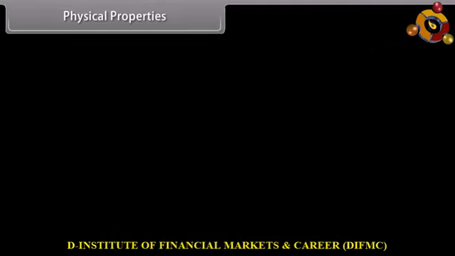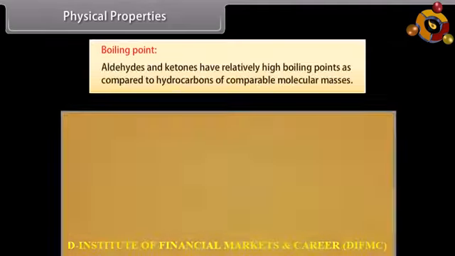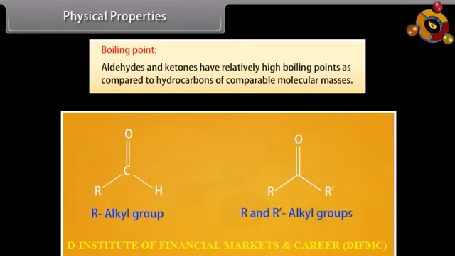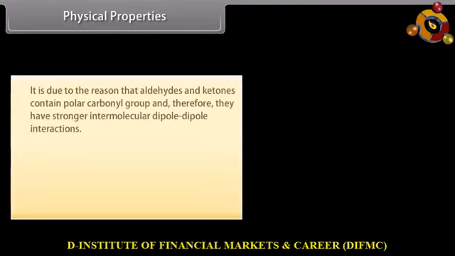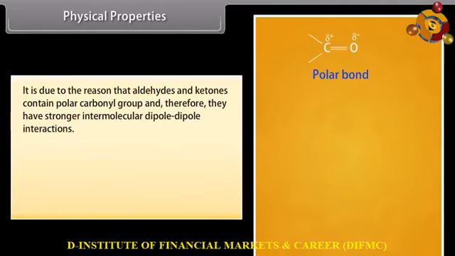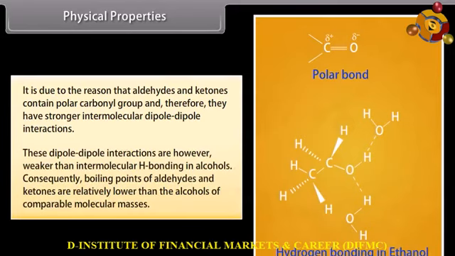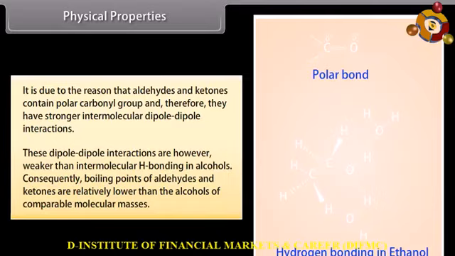Physical properties. Boiling point. Aldehydes and ketones have relatively high boiling points as compared to hydrocarbons of comparable molecular masses. It is due to the reason that aldehydes and ketones contain a polar carbonyl group and therefore they have stronger intermolecular dipole-dipole interactions. These dipole-dipole interactions are, however, weaker than intermolecular hydrogen bonding in alcohols. Consequently, boiling points of aldehydes and ketones are relatively lower than the alcohols of comparable molecular masses.